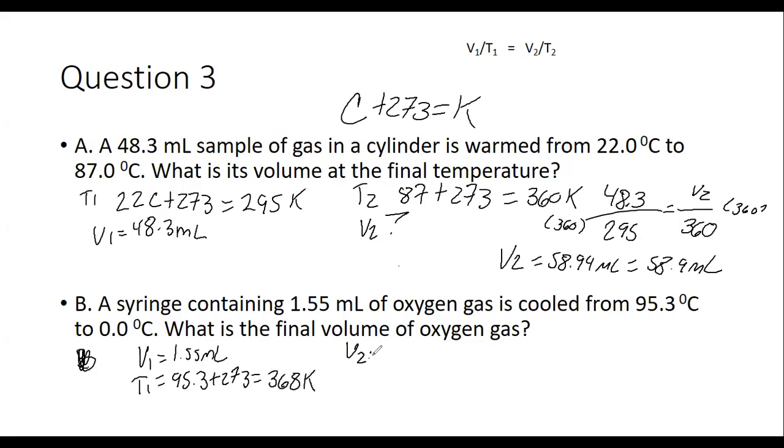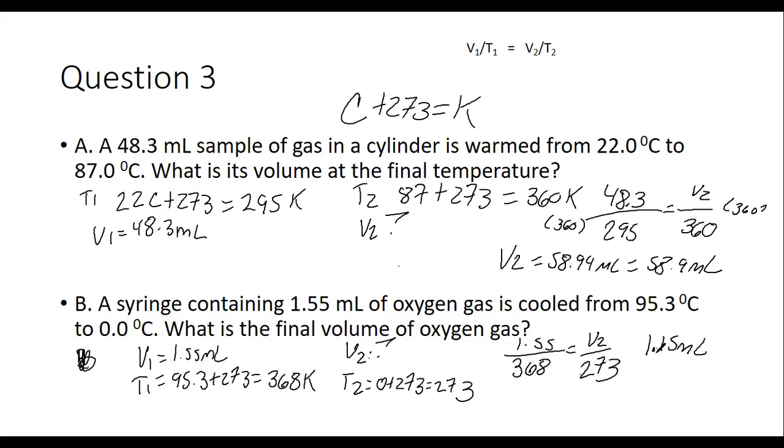So what's my new volume at my temperature of 0? 0 plus 273 equals 273. So again, set that up: 1.55, volume divided by temperature equals volume divided by temperature. V2 is 1.15 milliliters. So we got colder, so our volume shrinks. Any questions about Charles's law?